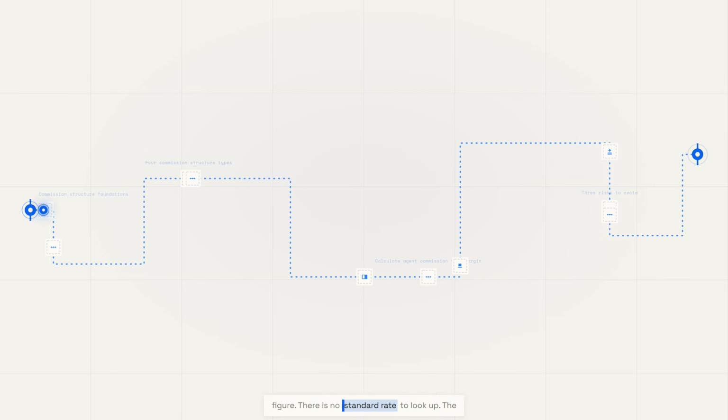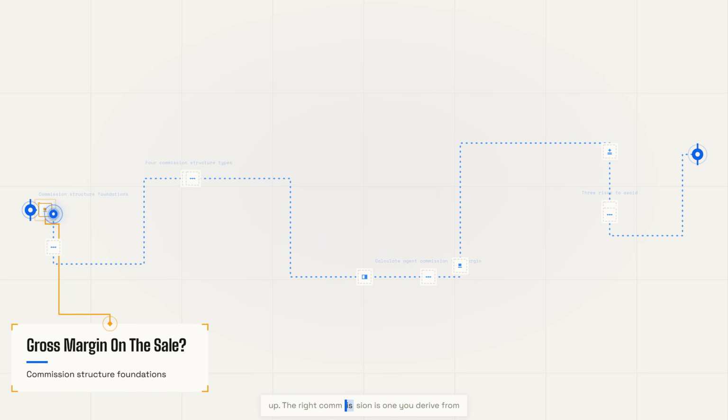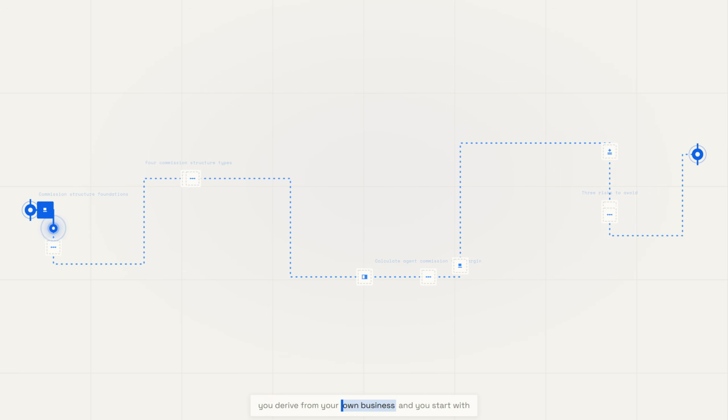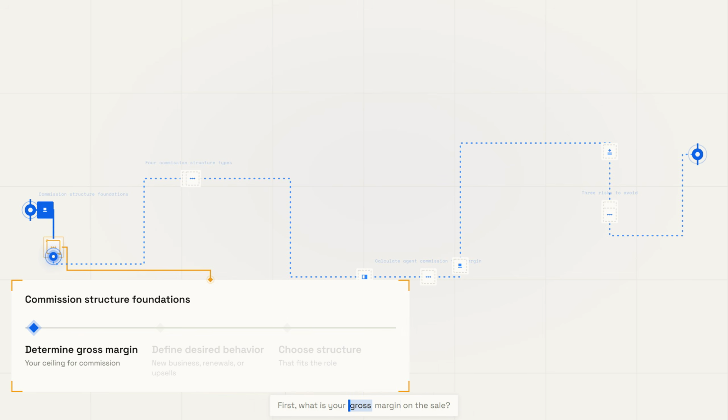There is no standard rate to look up. The right commission is one you derive from your own business, and you start with two questions. First, what is your gross margin on the sale? That's your ceiling. Second, what behavior do you want to incentivize? New business, renewals, upsells? That shapes the structure.